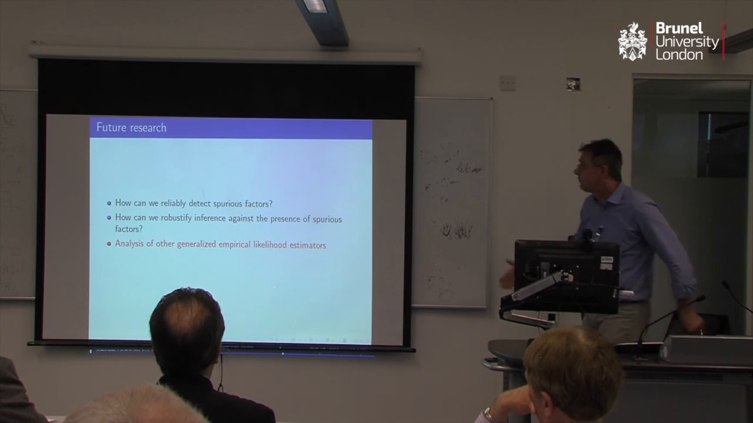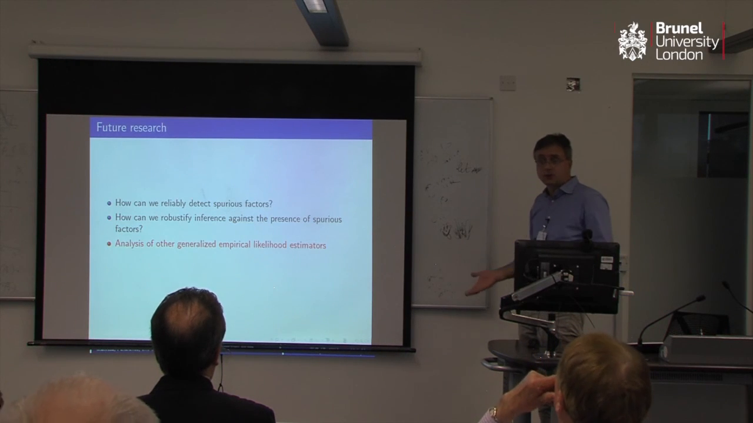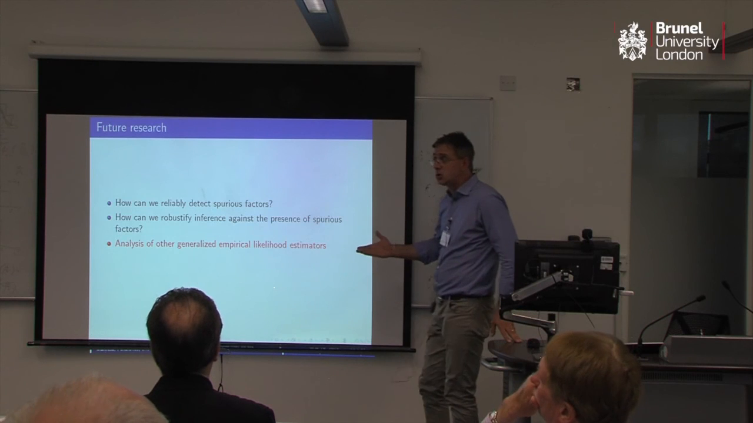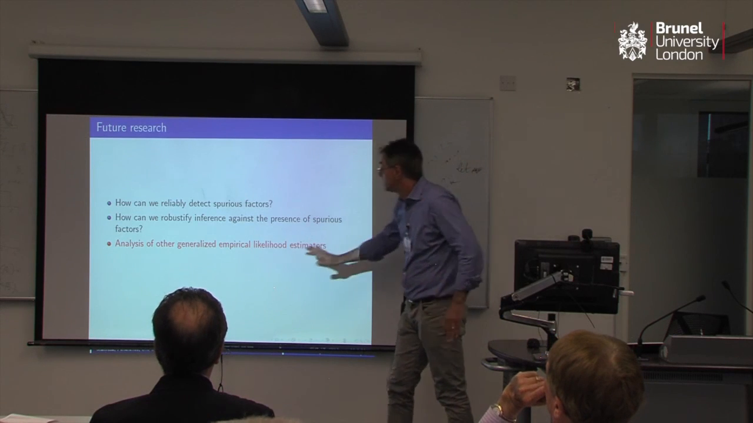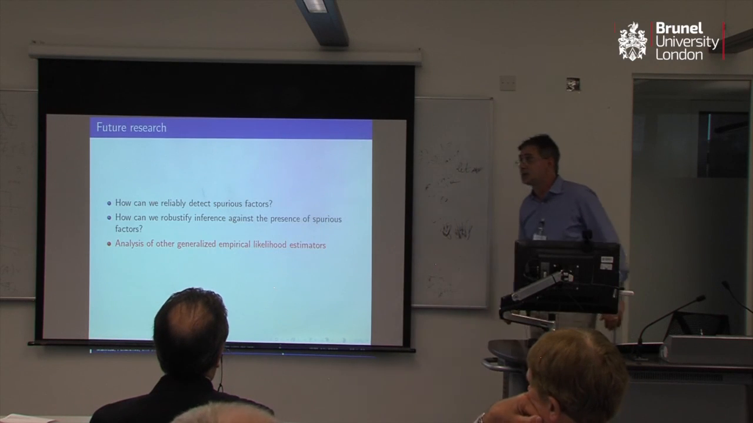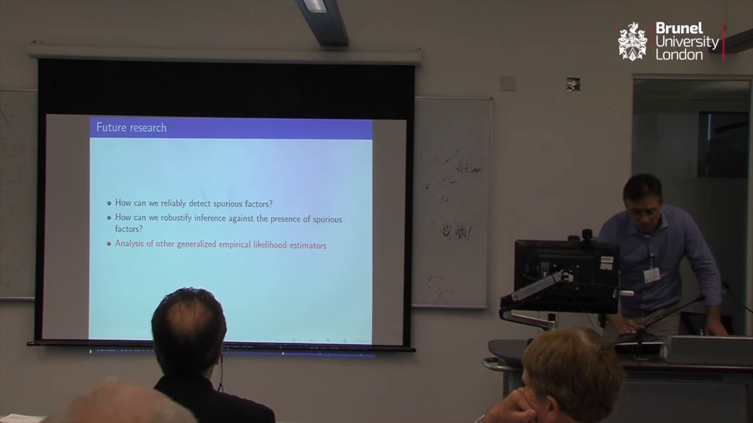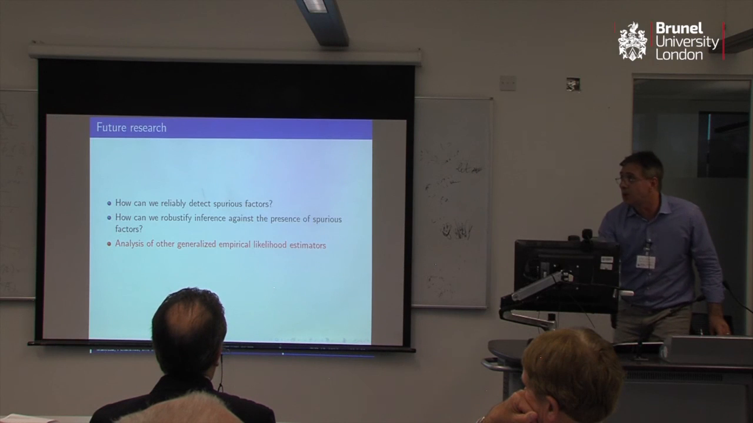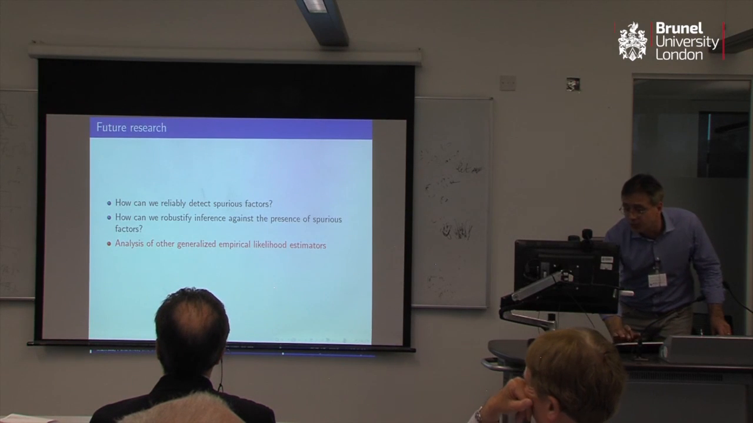And then I think that CUGMM is just one member of a class of GEL estimators. My suspicion, and I've never done work besides CUGMM, is that other members of the GEL family are subject to the same type of problem, like, for example, empirical likelihood or maximum entropy and so on.